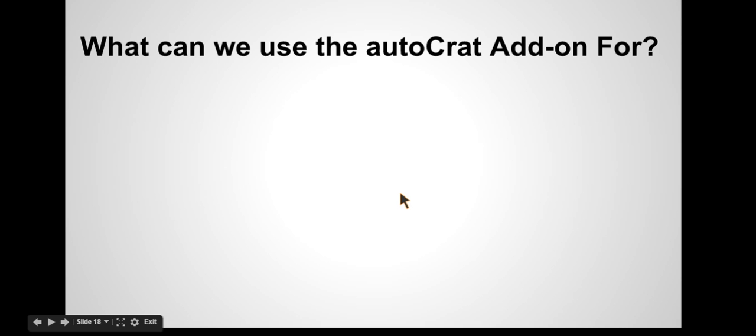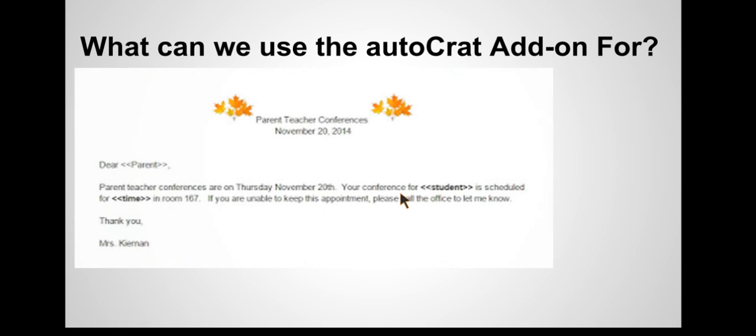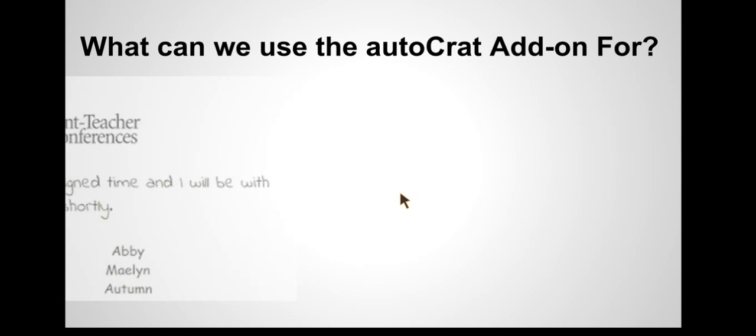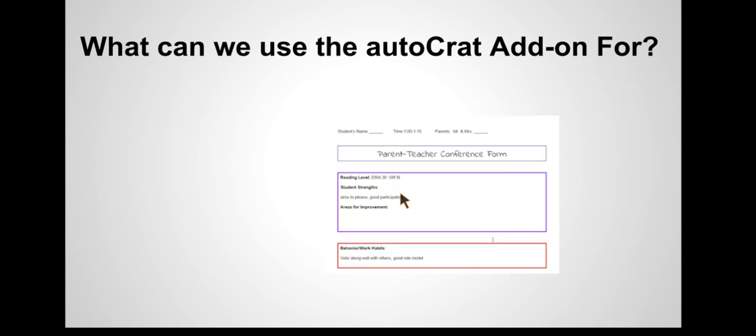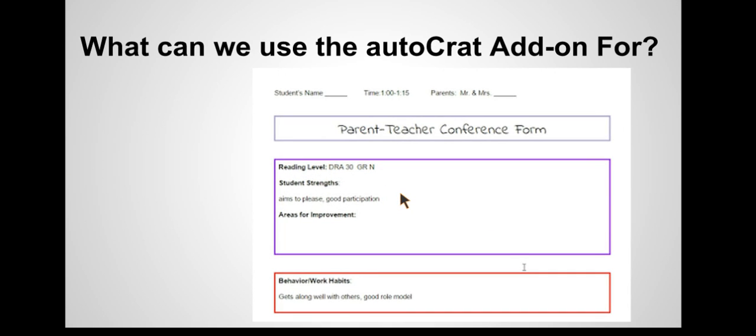You can use the autoCrat add-on for anything you can think of, anything that you need to share with parents or with other teachers. I've used it as conference reminders. I've used it to keep track of what my conference times are, my meetings that I have. I've used it to create parent-teacher conference forms so I can keep notes in Google Sheets of things that I want to remember to tell parents during conferences.